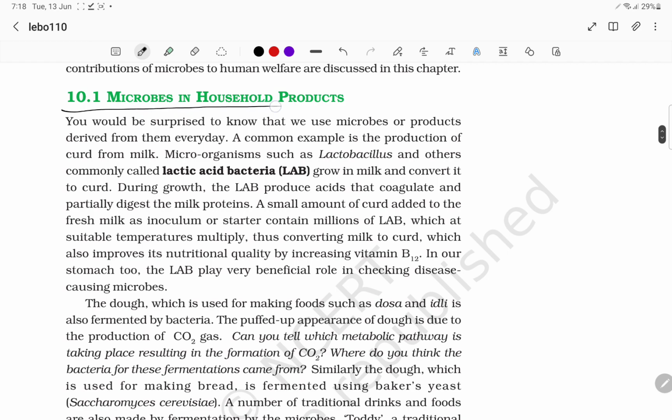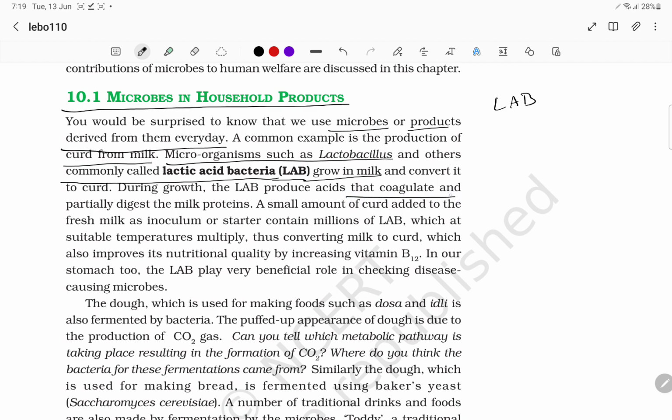Coming to the very first thing, microbes in household products. You would be surprised to know that we use microbes and products derived from them every day. A common example is the production of curd from milk. Microorganisms such as Lactobacillus, commonly called lactic acid bacteria, are grown in milk to convert it into curd. Lactobacillus produces lactic acid. You can also call it LAB, lactic acid bacteria.